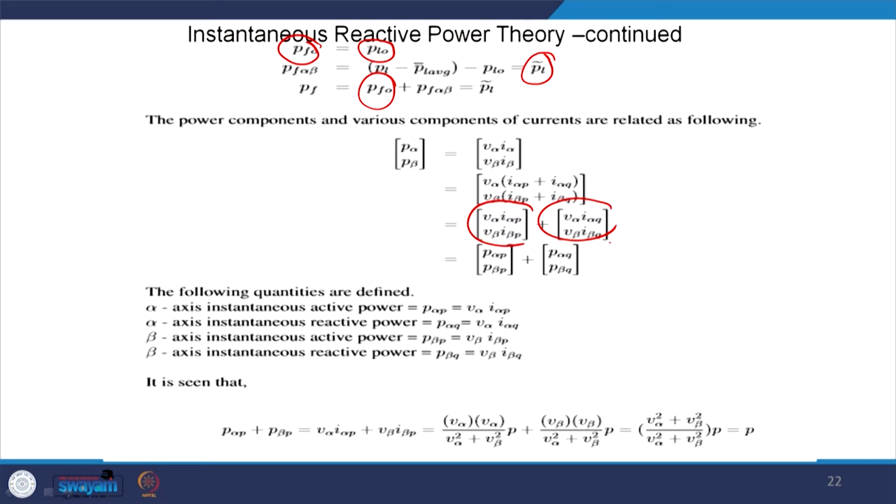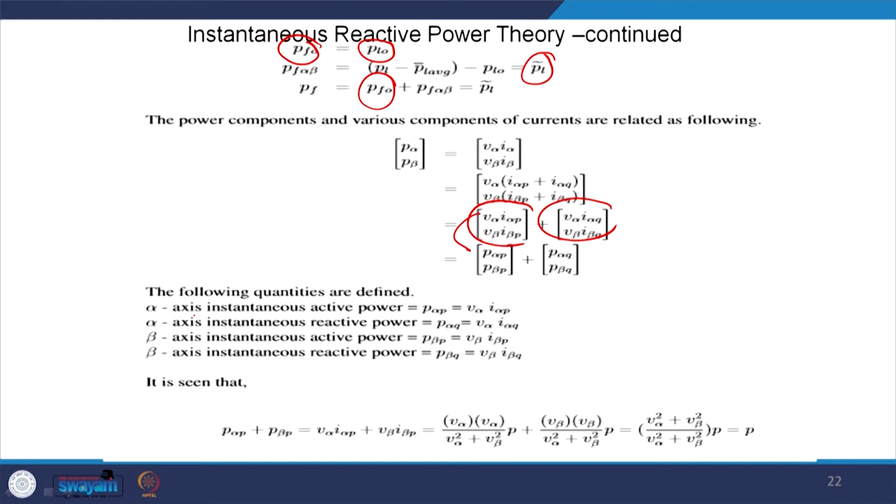Thus, we can further expand this term. Essentially this will be P alpha P, that is the alpha axis real power, and P beta P, the beta axis real power. Similarly, this multiplication, that is V alpha into I alpha Q, that will be P alpha Q, and that will be the reactive power in the alpha axis, and similarly it will be P beta Q. This has been named here.